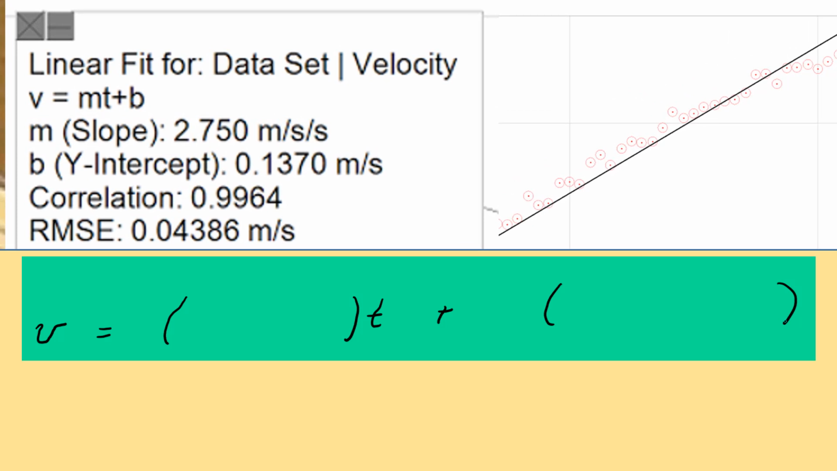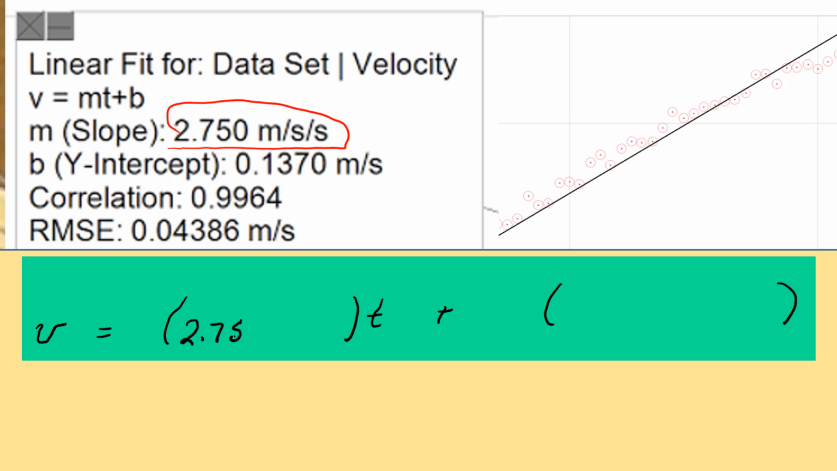Rewriting that equation, we have v, which is a variable on the y-axis, and t, which is a variable on the x-axis, and then multiplying by t is our slope, which is a number. Adding to that is our y-intercept, which is a number. We can get that slope from up here. It's 2.750 meters per second per second. In my labs, unless I tell you otherwise, I always want you rounding to two places to the right of the decimal.